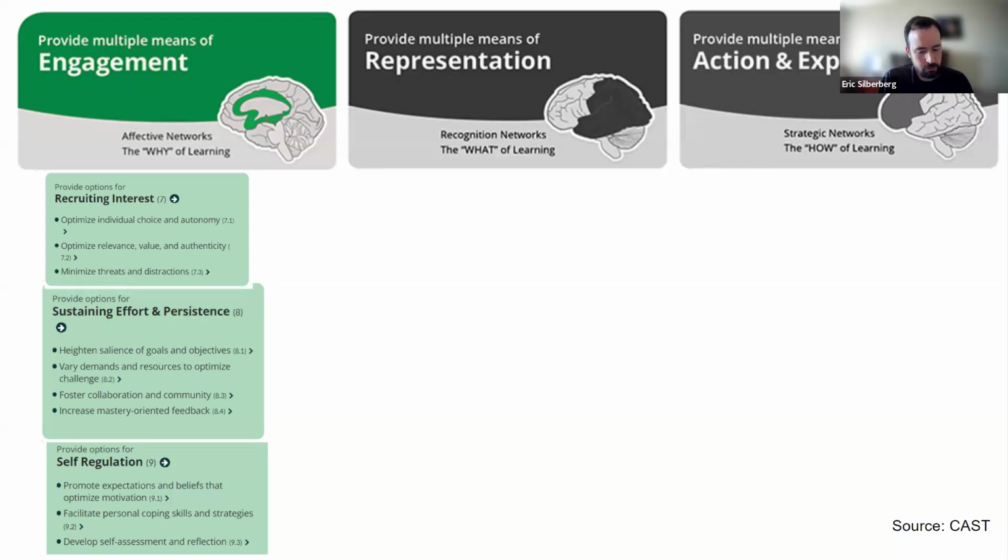In K through 12, we might have talked about this in terms of the need to have high interest materials to recruit interest. In library instruction for education grad students, we need to optimize the relevance and value of what we're teaching. So for example, we're talking about sustaining effort and persistence. K through 12 talks about varying the rigor of exercises. We don't have that luxury of time in library instruction. So in higher education, it can be considered setting clear goals for the time that we have with a group, making that explicit.